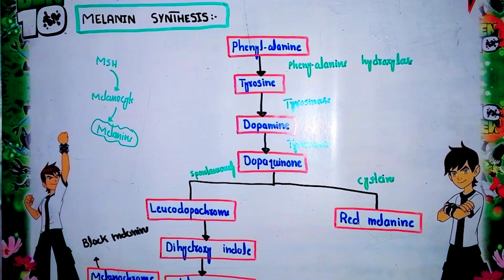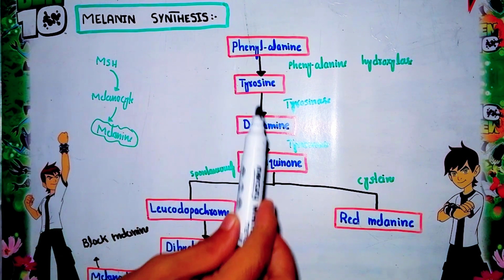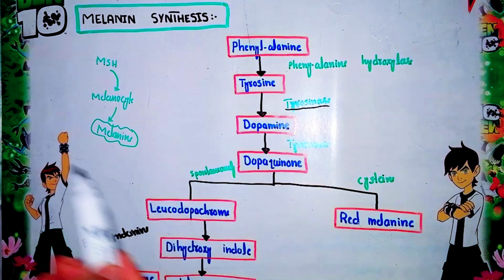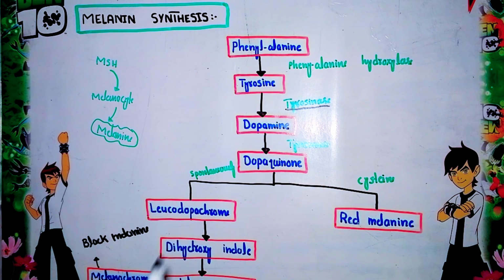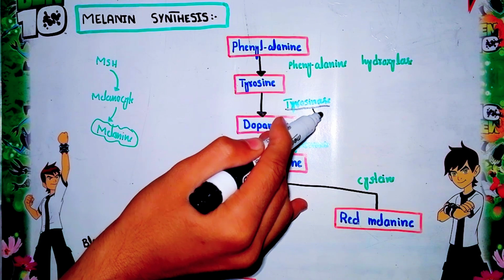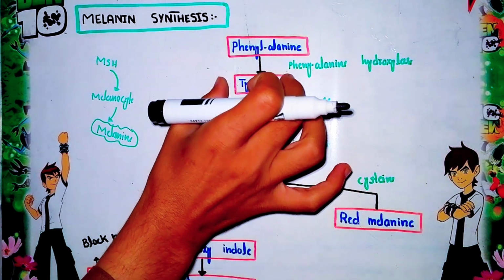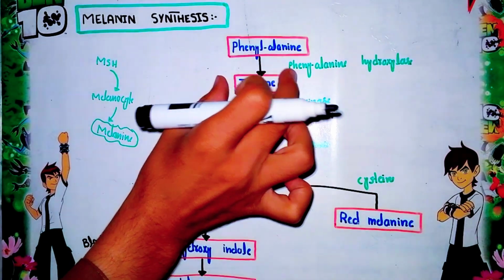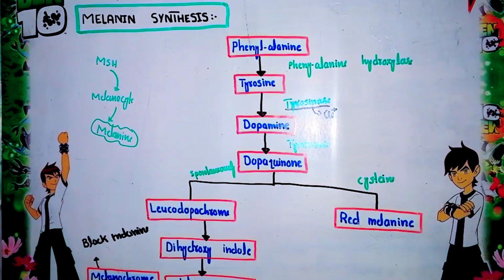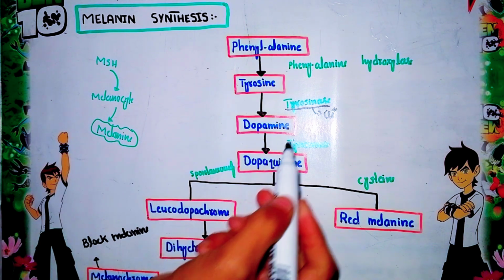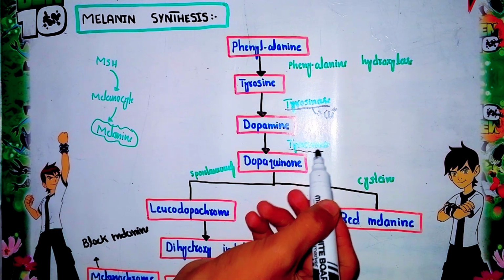Now this tyrosine is converted into dopa with the help of a copper-containing enzyme called tyrosinase. This tyrosinase enzyme is actually a copper-containing enzyme. It acts on the amino acid tyrosine and converts it into dopa. In the next step, the same tyrosinase enzyme acts on the dopa and converts it into dopaquinone. So tyrosinase forms the dopaquinone.